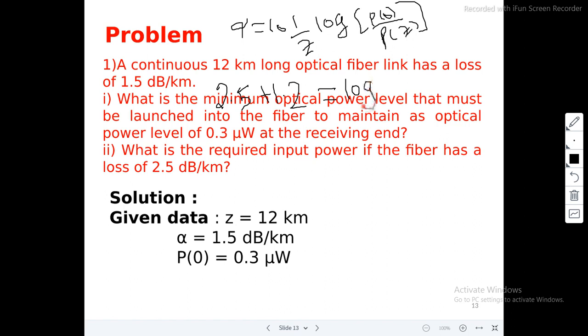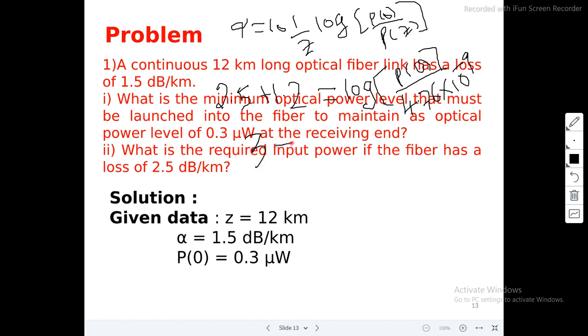If you need the detailed solution, you can substitute the values, no problem. Or you calculate only P of 0. I don't know the value of P of 0, but I know the value of P of Z. What is the P of Z value? 4.76 into 10 to the power of minus 9. Okay now, first of all you calculate 2.5 into 1.2. What is the value? 3. Okay, now the value is 3.